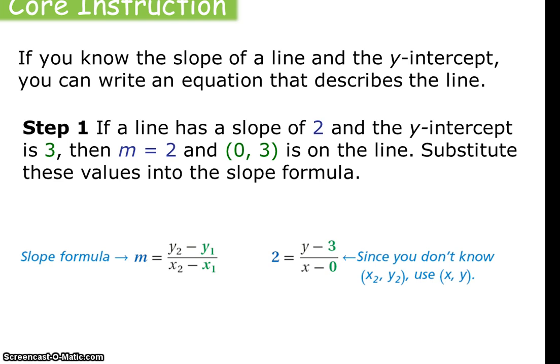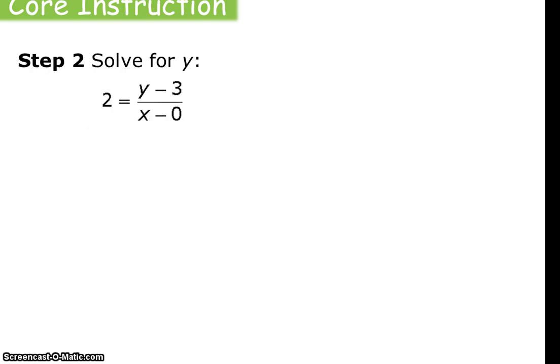Alright, so now using the slope formula, y2 minus y1 over x2 minus x1, we can figure out another point on this line. So here's the slope formula, and then I know my slope is 2, that's given information, and I'm going to put the ordered pair 0,3 in for one of the ordered pairs on the line. So I can create this formula: 2 equals y minus 3 over x minus 0. This is just using the slope formula. Since I don't know x2, y2, we're just going to use x and y. So now from this, we can solve for y.